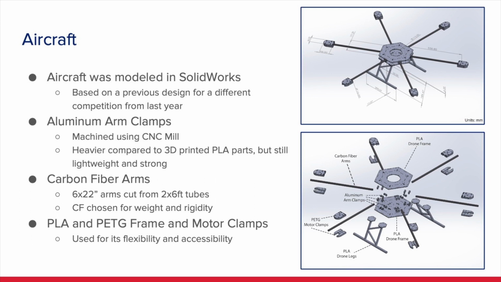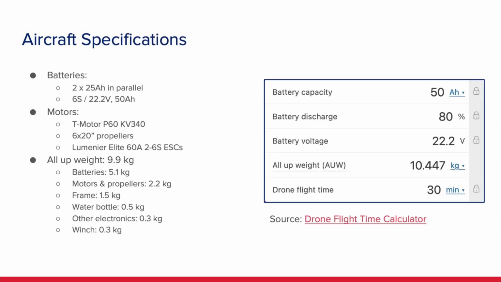The arms of the drone are carbon fiber because of the strength and rigidity, while also being lightweight. And we had to cut out our own 22-inch arms out of two 6-foot-long tubes. The rest of the frame, the legs, base plates, and motor clamps are all 3D printed out of PLA and PETG. For the specifications of our drone, we initially wanted to go with two 6S 25 amp-hour batteries in a parallel design.